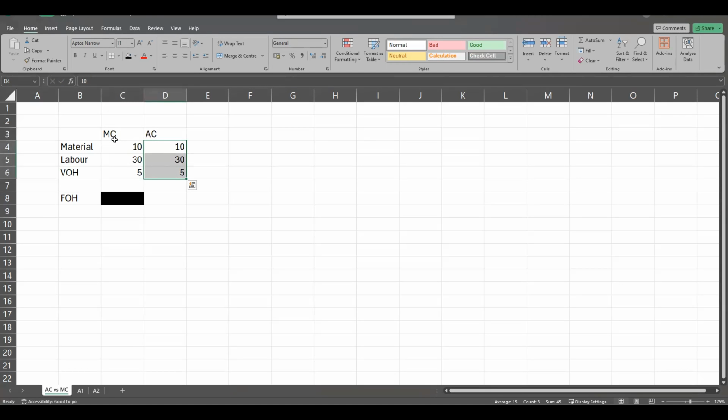And then all we're going to do for the absorption costing is come in and add a figure for the fixed production overheads that were incurred in the period. So that's the second thing to make sure you understand about absorption costing. Absorption costing does reflect the fixed overheads in the per unit cost.